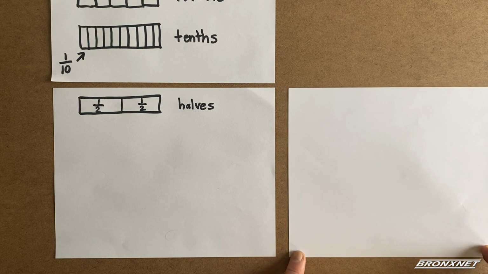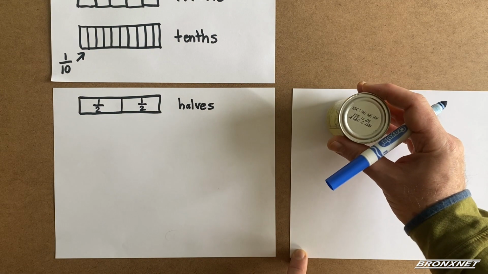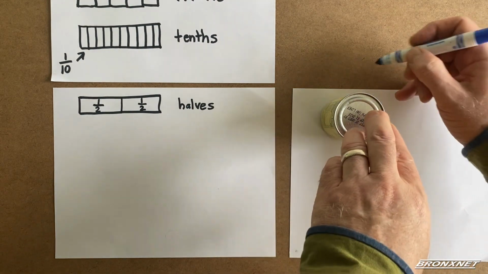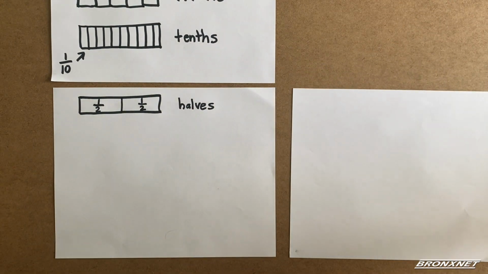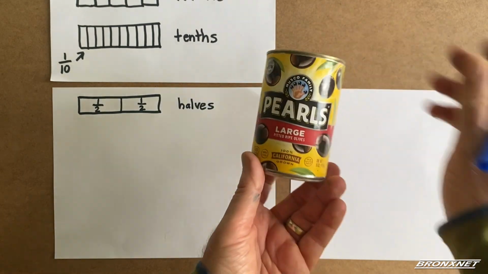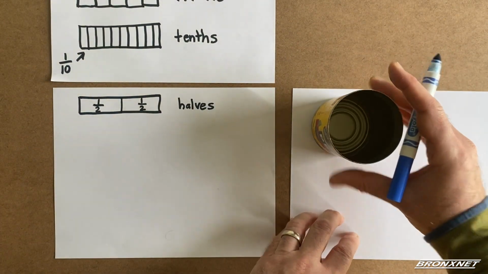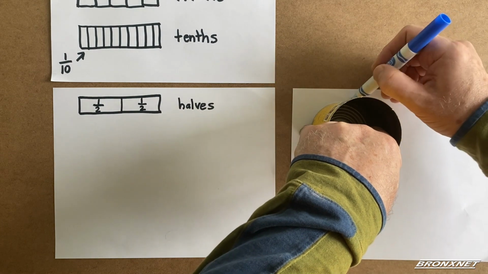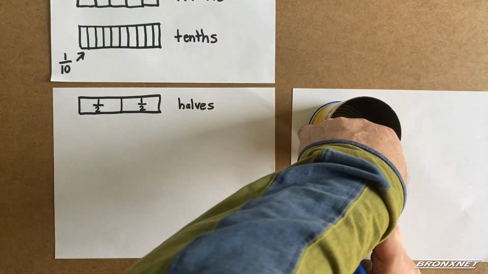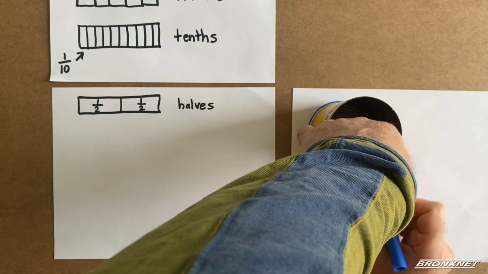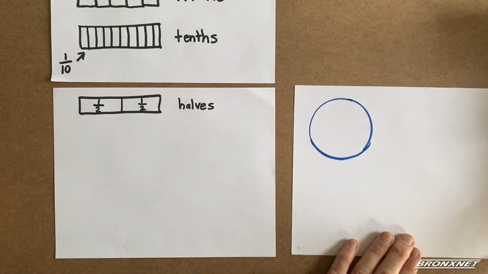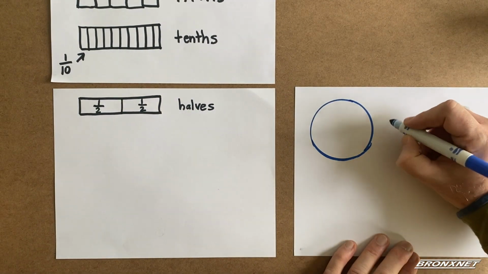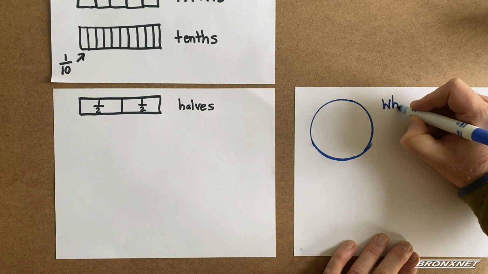In order to show a half with a circle, I'm going to use this larger can of olives so you can see it better. First, I'm just going to trace a whole, and I know I'm tracing rather than drawing the circle. This is the whole.